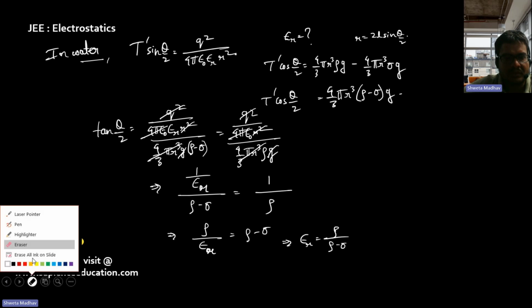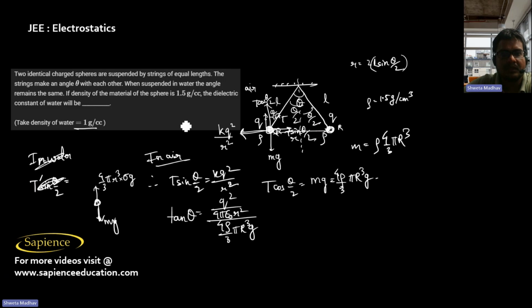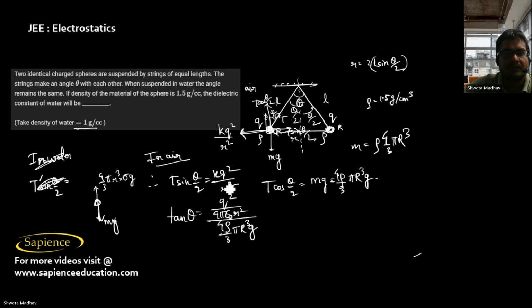Rho by rho minus sigma. So therefore rho is the density of the material of the sphere, which is 1.5 gram per centimeter cube, by 1.5 minus 1. The density of water is 1 gram per centimeter cube. So it is 1.5 by 0.5, which is equal to 3. So epsilon r, the dielectric constant, is equal to 3. So 3 is the answer.